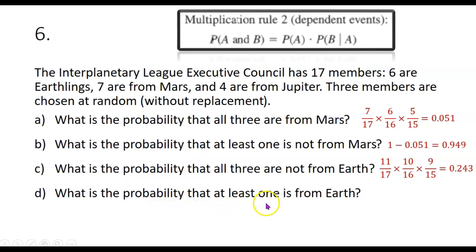And then what's the probability that at least one is from Earth? Again, that's the complement of that. So the probability that at least one is from Earth would be 1 minus the probability that all 3 are not. So 1 minus 0.243 is 0.757.